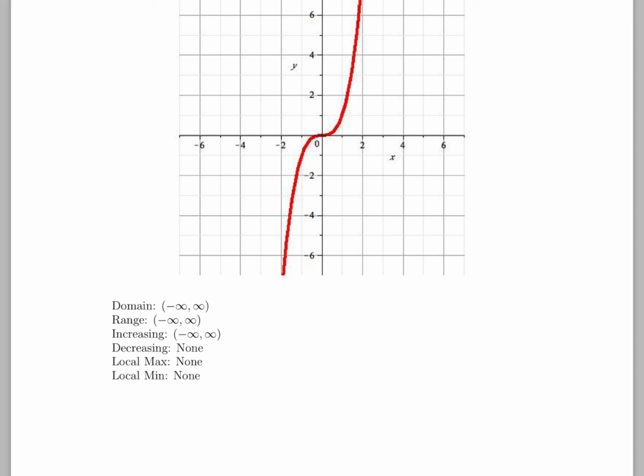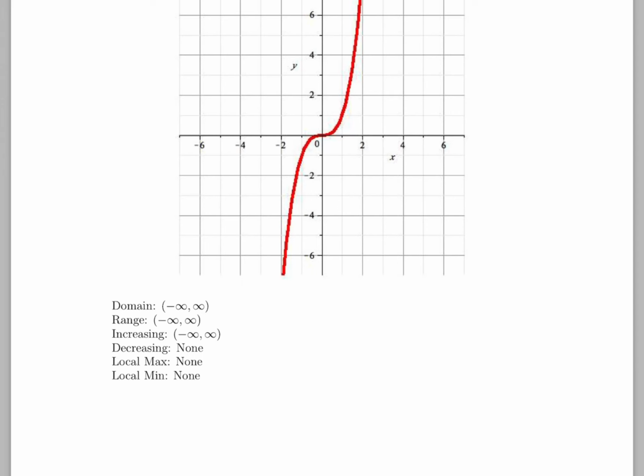The cubic graph, y is equal to x cubed. Again, it has a domain of all real numbers. We can always plug in any x value and we can cube it. Its range is also all real values. It's not like the quadratic graph where we square a value and it's always positive. When you cube a value, you can also get a negative value back.